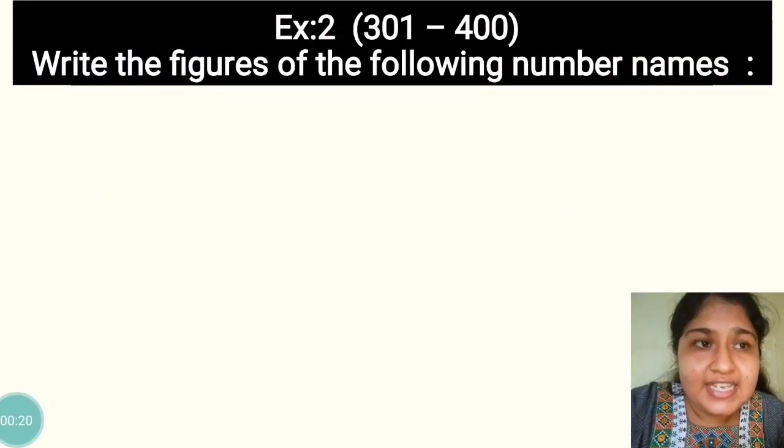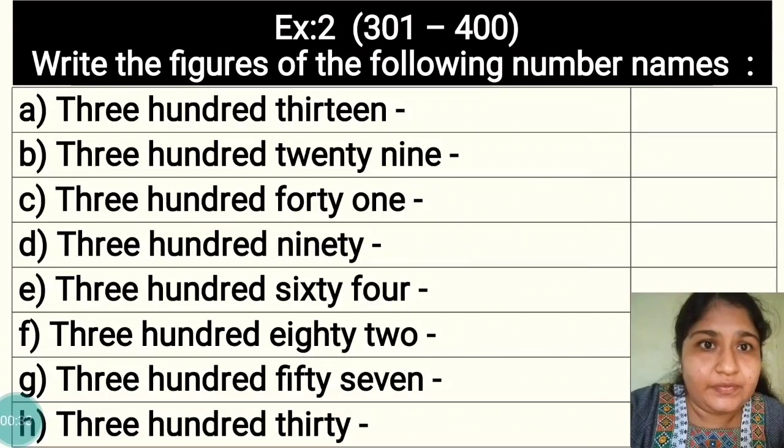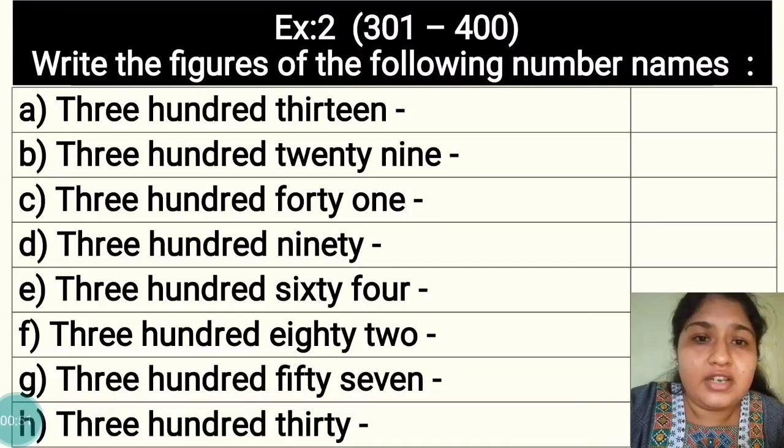In this exercise, number names are given to you from 301 to 400, and we have to write down the figures of these number names. So let's see. 313, 329, 341, 390, 364, 382, 357, 330. So students, now write down the figures of these number names.